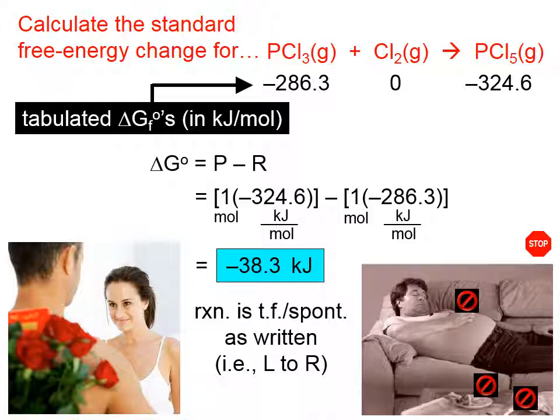The value of delta G tells us whether a reaction is thermodynamically favorable, left to right, or whether it's not, but it tells us nothing about the rate.